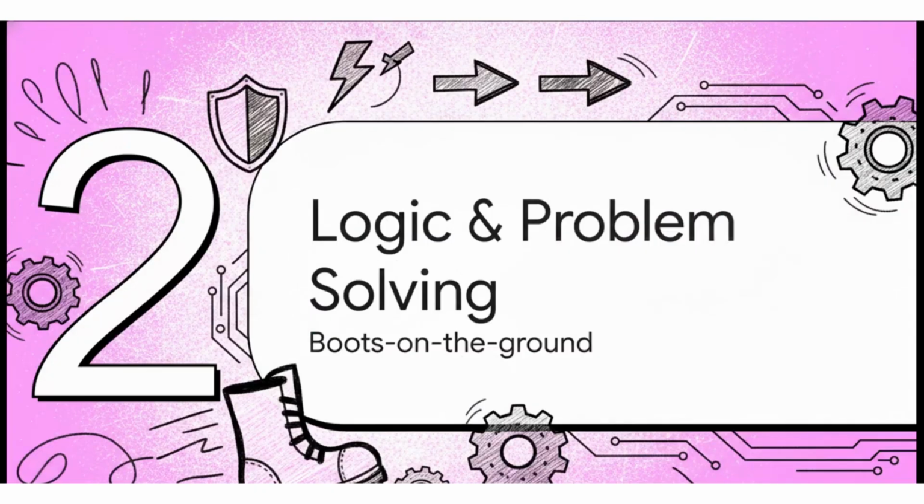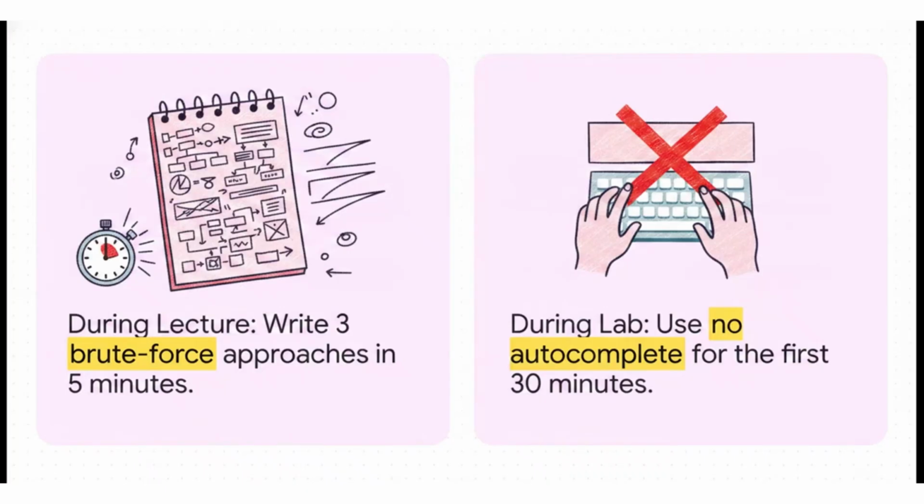Moving on to Section 2. Logic and problem solving. Think of this as your boots-on-the-ground battle plan. This mindset shift completely changes how we handle lectures versus labs. During a lecture, when a new problem drops, don't look at the solution. Just stop for a second, set a 5-minute timer, and jot down 3 brute force approaches. Seriously, even if they're horribly inefficient, you're engaging your brain. You're strategizing, asking yourself, wait, why did they use a hash map instead of an array here?